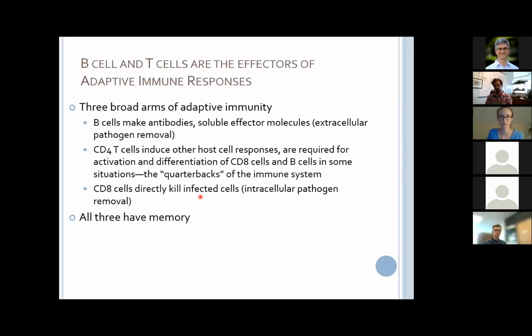So this is going to be important for various viruses, almost any virus, and some intracellular bacteria and some intracellular parasites. And all three have memory.